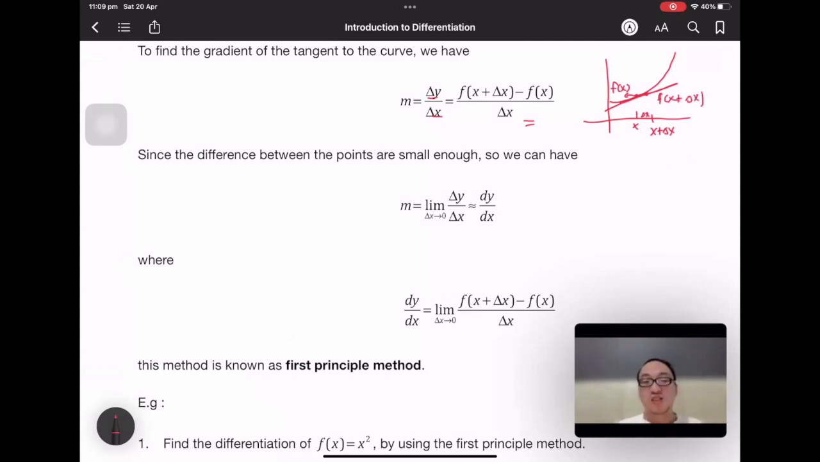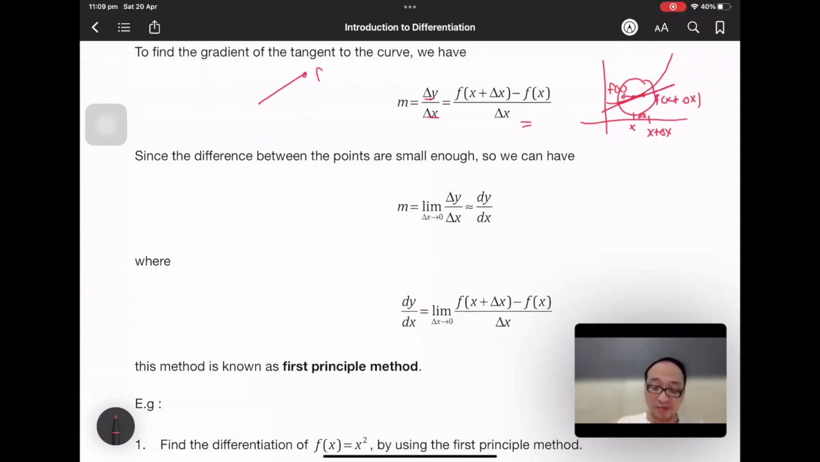So the gradient is the rise over run. If I zoom into this area, it becomes f(x plus delta x), f(x), and this is delta x. So the rise is f(x plus delta x) minus f(x), and the run is delta x. So we can rewrite it as this expression.